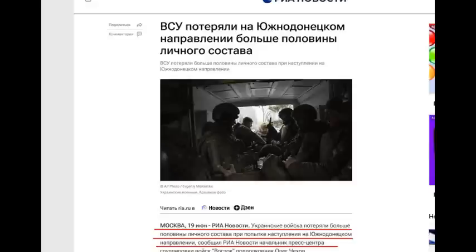articulated to RIA Novosti by the chief of the press center of the grouping troops of Vostok, the East, Lieutenant Colonel Oleg Chekhov. So we're looking at absolute slaughter. And as I already stated, it's not anymore a military operation in terms of for the VSU, Armed Forces of Ukraine. For the Pentagon, it's a war crime.